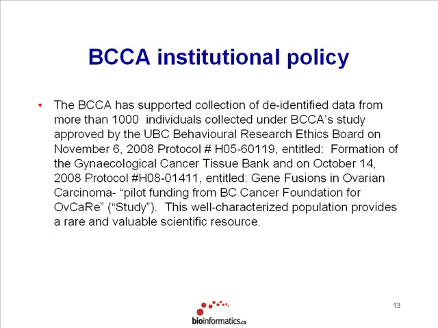So here's the BC Cancer Institutional Policy. The BC Cancer has supported a collection of de-identified data from more than 1,000 individuals.